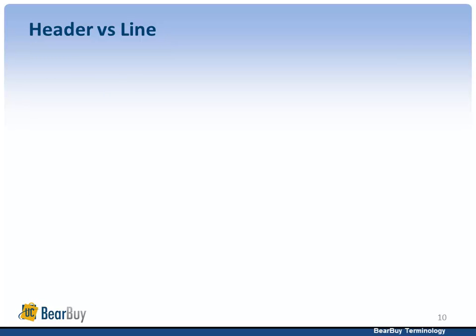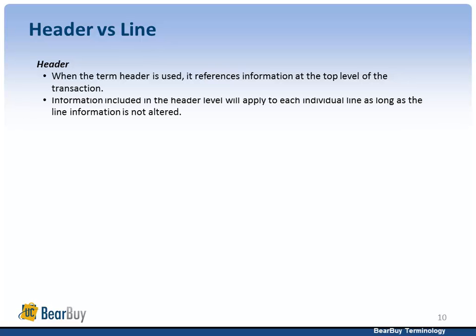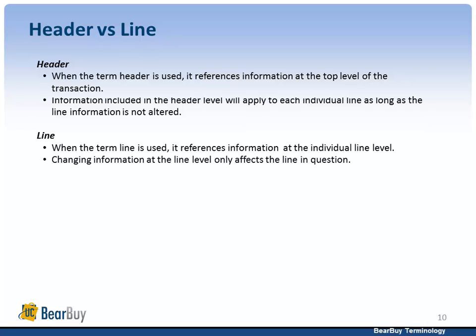Now let's go over the difference between header versus line. When the term header is used, it references information at the top level of the transaction. Information included in the header level will apply to each individual line as long as the line information is not altered. When the term line is used, it references information at the individual line level. Changing information at the line level only affects and applies to the line in question.